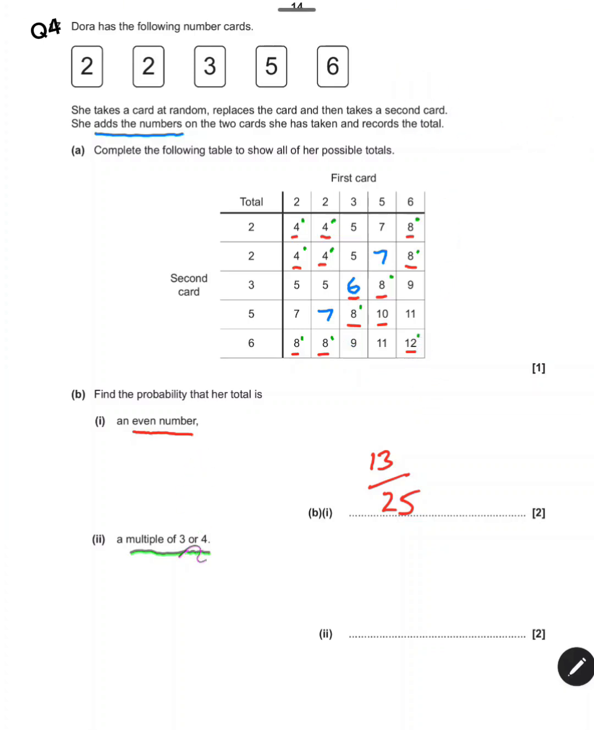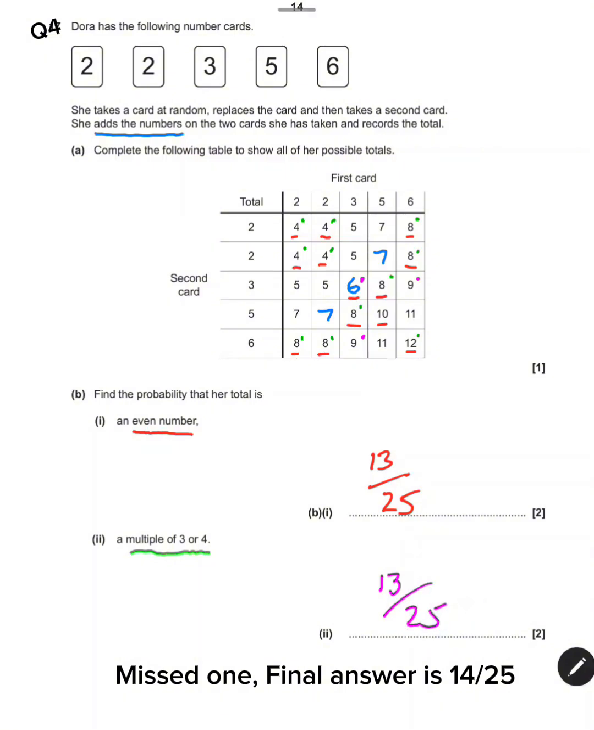If I go back through and look for the multiples of 3, the 3 times table, there's 1, there's 1, and there's 1. I've already counted this one, so I'm not going to count it again. Let's count up these dots now: 1, 2, 3, 4, 5, 6, 7, 8, 9, 10, 11, 12. Again, it's 13 out of 25.